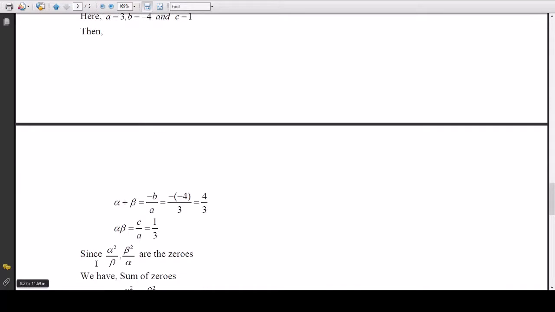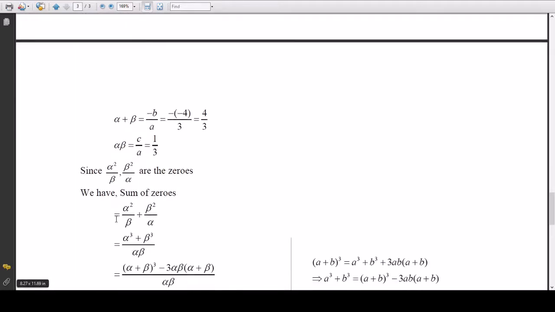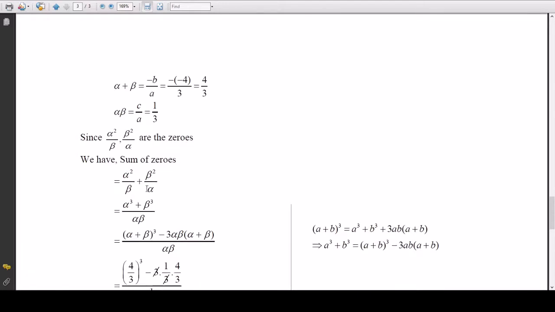Now, for the given zeros, let us find the sum. Sum will be alpha square by beta plus beta square by alpha. Now take the LCM of the denominators. LCM of the denominators will be alpha beta. Alpha beta divided by beta, you will get alpha. Alpha multiplied by alpha square will be alpha cubed. Same thing on the right side also. Alpha beta divided by alpha, you will get beta. Beta multiplied with beta square, beta cubed.